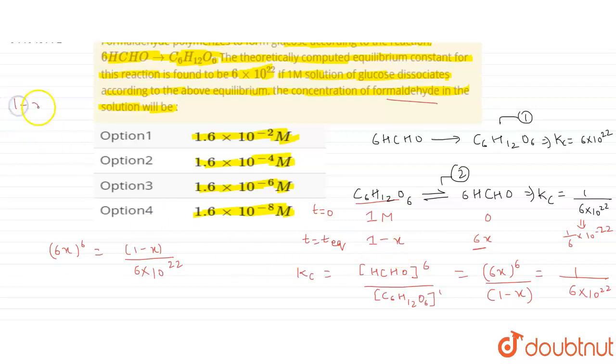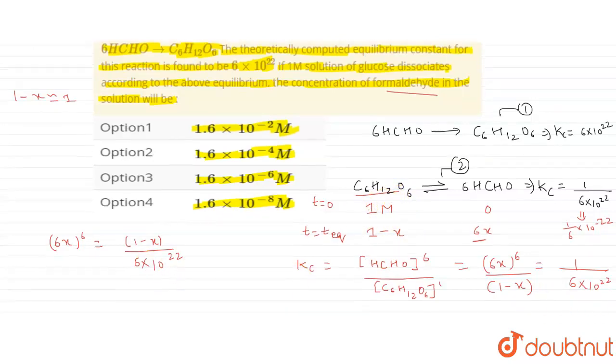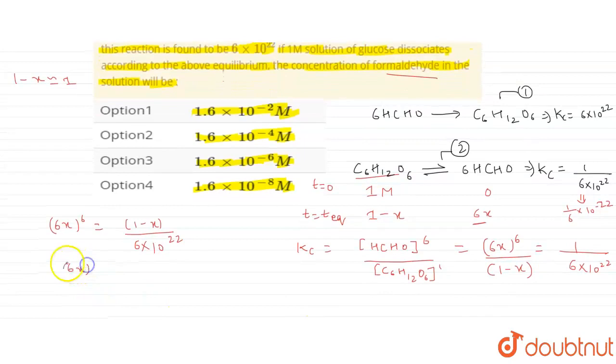So we can write 1 minus x as approximately 1, because the equilibrium constant value for the second reaction is very small, in the order of 10 to the power minus 22, and very little dissociation happens for glucose. So (6x)^6 will be equal to 1 divided by 6 into 10 to the power 22. The value of 6x will be (1 divided by 6 into 10 to the power 22) to the power 1 by 6.